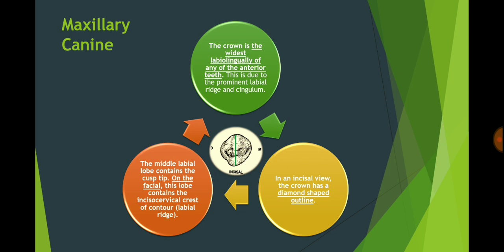Remember, in the labial view, the crowns of the maxillary and mandibular canines are pentagons. In the incisor view, the crown of the maxillary canine is diamond shaped, and the middle labial lobe of the maxillary canine contains the cusp tip. So the cusp tip of the maxillary canine is found on the middle labial lobe.